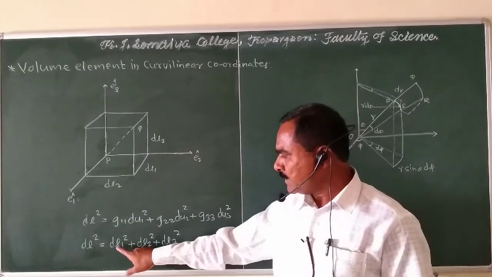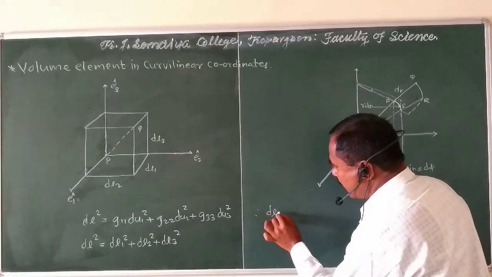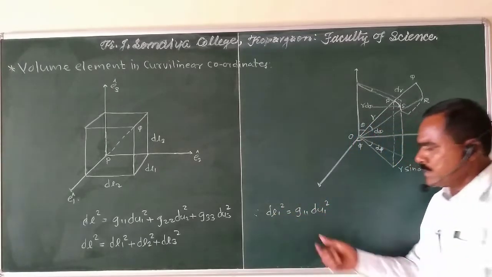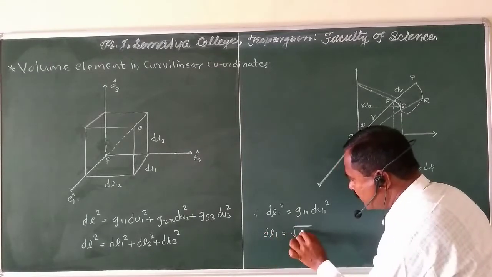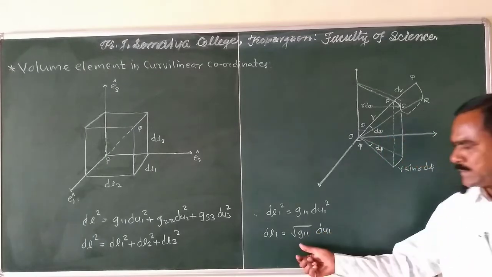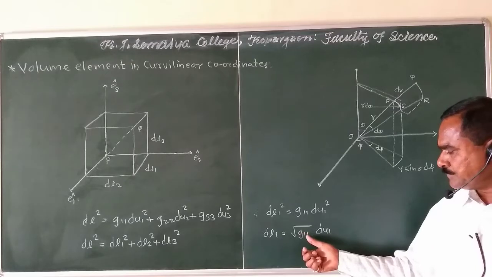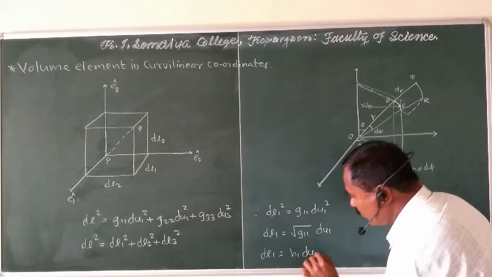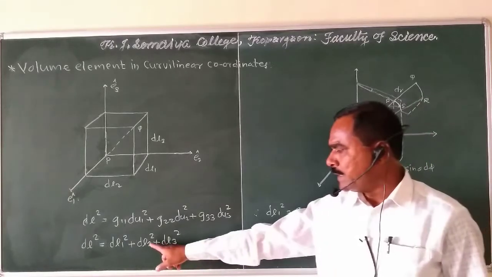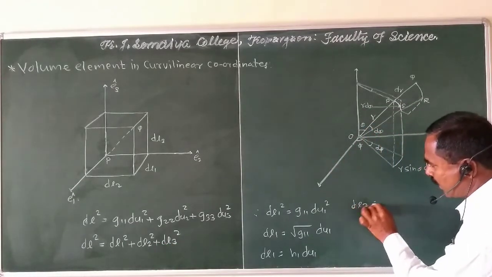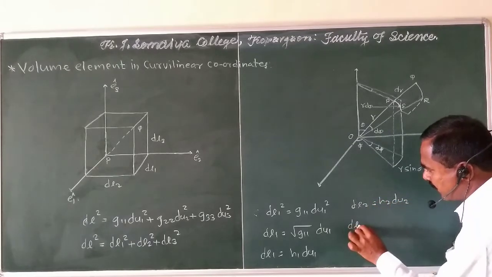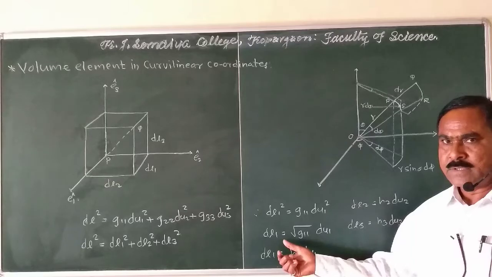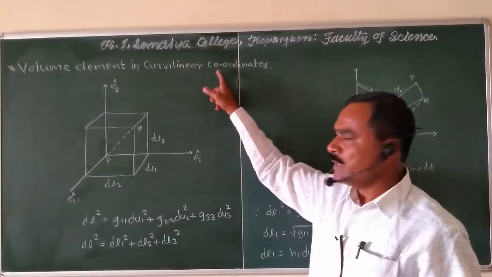Further, dl1 square equal to g11 du1 square, so dl1 equal to root g11 du1. We substitute the value of this metric coefficient in the root, which is equal to the scale factor h1. So we write dl1 equal to h1 du1. Similarly, dl2 equal to h2 du2 and dl3 equal to h3 du3. These values are required when we consider the next point, that is, the volume element in the curvilinear coordinate system.